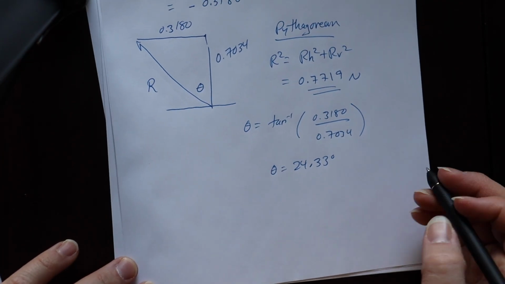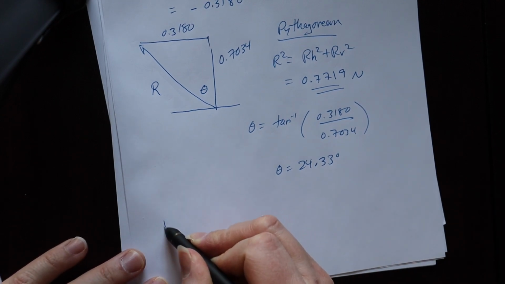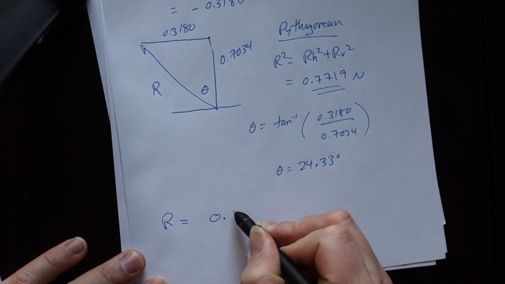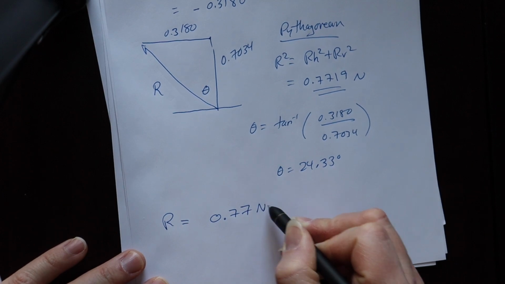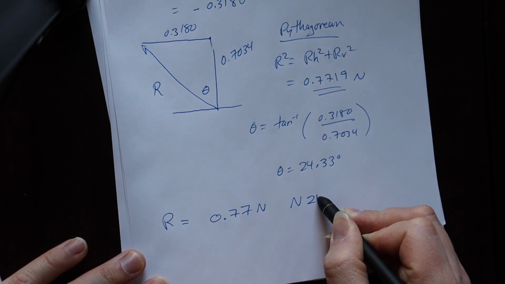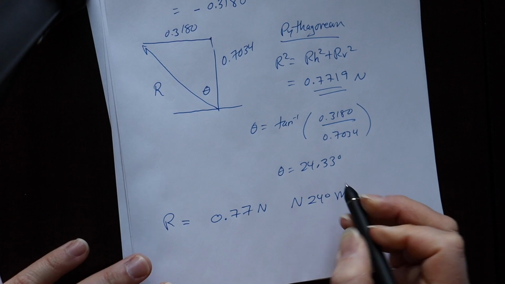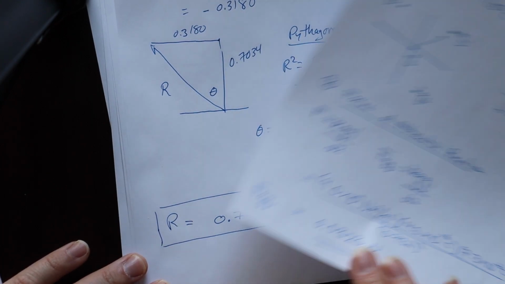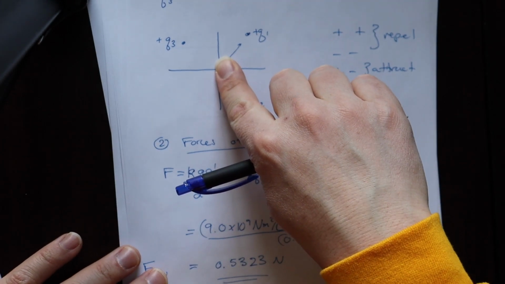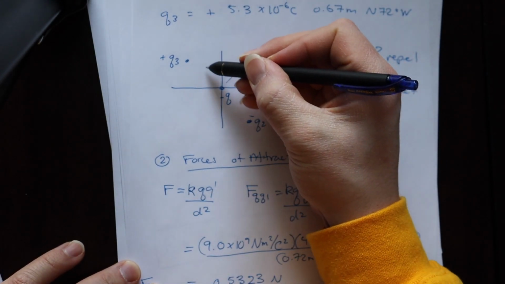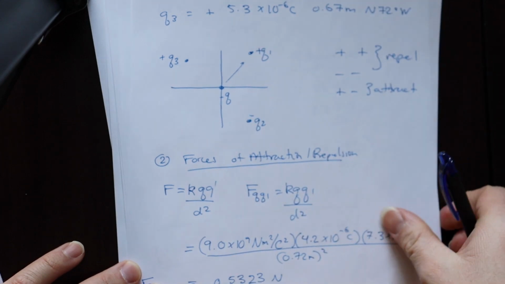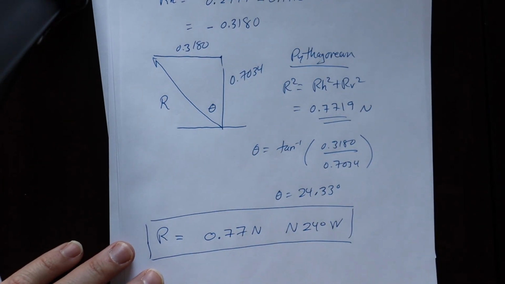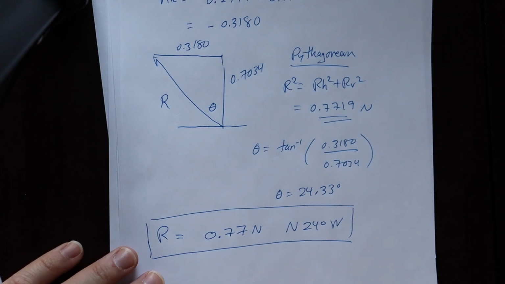What does this mean? Well, this means that our test charge feels a force of 0.77 newtons north, 24 degrees towards the west. So if we were to let go of our finger in that initial diagram, this charge would feel that force and would move this way. And there's our final answer. So hopefully that makes a little bit of sense.